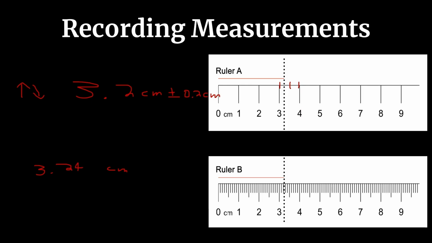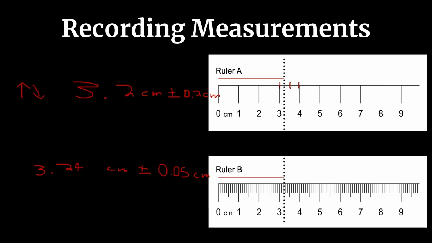Now, because this is a relatively small division, I will write an uncertainty value of half of this division, which would be 0.05 centimeters. And so now we have a final measurement of 3.24 centimeters plus minus 0.05 centimeters.